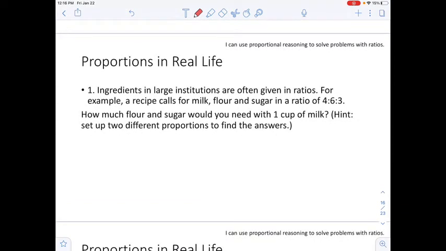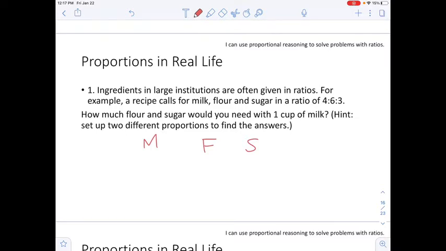This problem is an example of proportions in the real world. So ingredients in large institutions are often given in ratios. For example, a recipe calls for milk, flour, and sugar in a ratio of 4:6:3. How much flour and sugar would you need with 1 cup of milk? We're going to set up 2 different proportions and solve. First thing I'm going to do is list out my 3 ingredients here. Milk, flour, and sugar. And this is a very important problem to have in your notes because there is one just like this on the test.